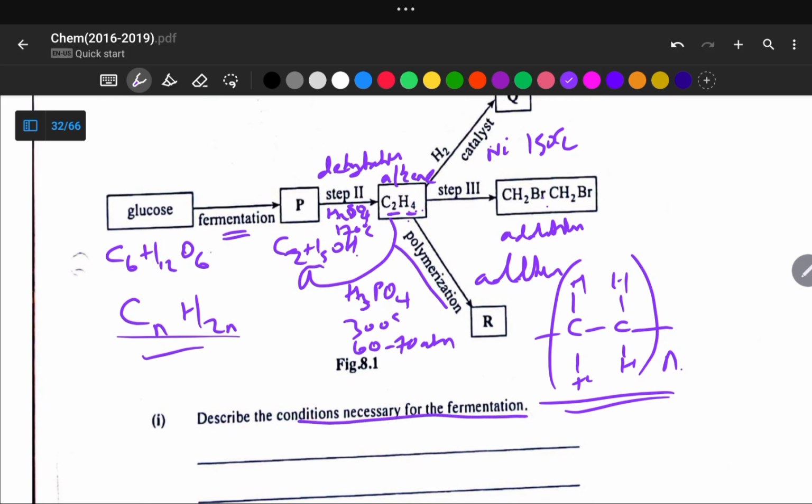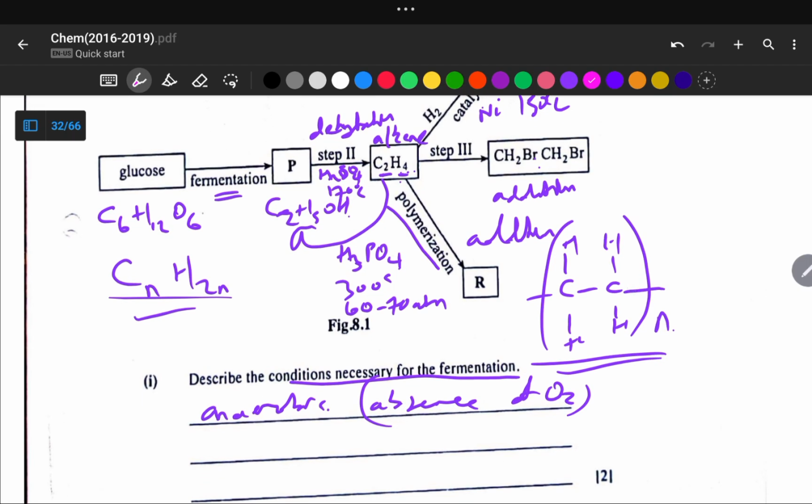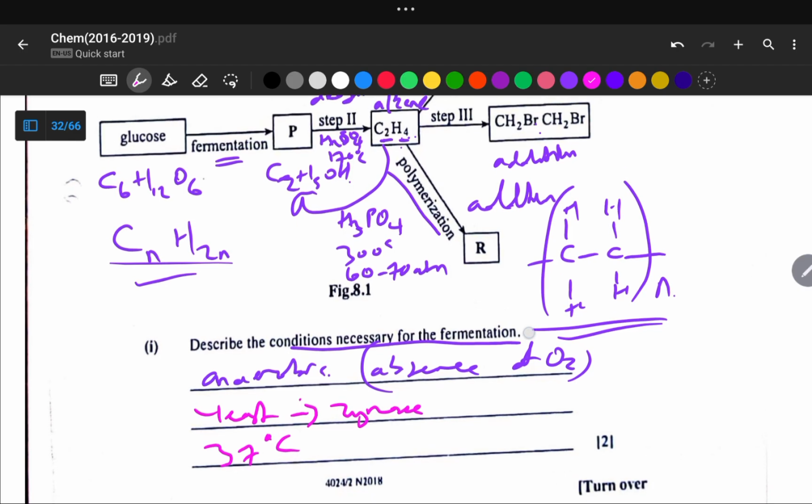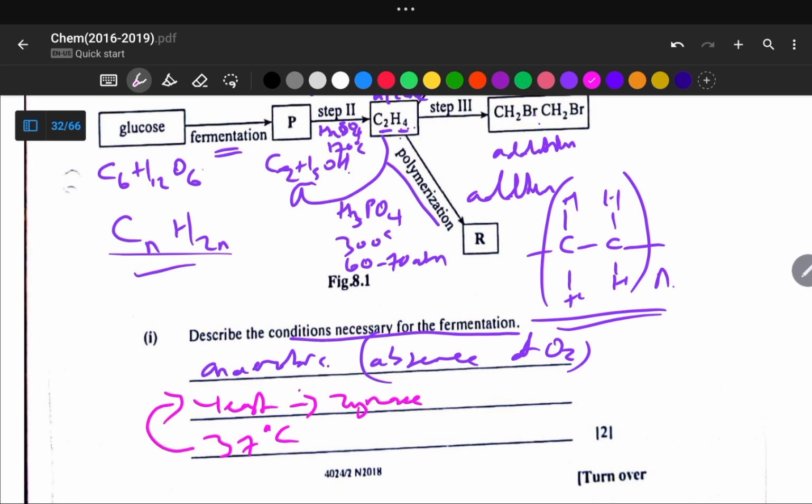So for fermentation, we are going to have anaerobic conditions, the absence of oxygen, right? We can also say we are going to have yeast, and in the yeast you have the enzyme zymase, which can catalyze the reaction. The temperature must be around 37 degrees for the optimum conditions for the enzyme zymase. Are we together? And then it must be an aqueous solution, and we are done. So this is awarded 2 marks. The important ones are anaerobic conditions, 37 degrees, and yeast.